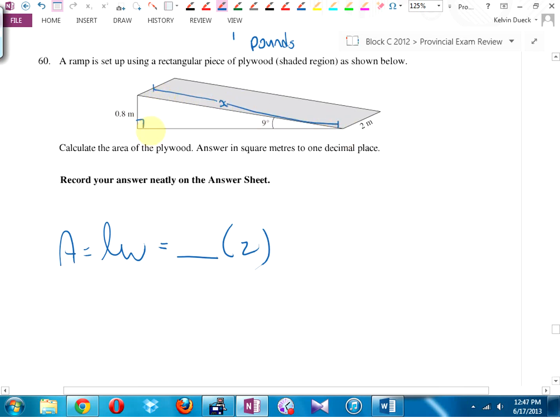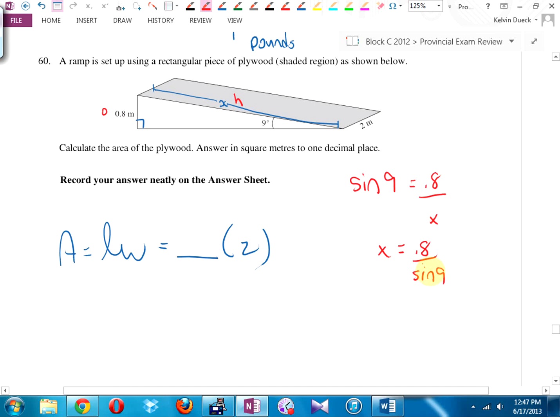Oh, I think they've given me a lovely triangle here, side view, have they not? This 0.8, opposite, adjacent, or hypotenuse? X, adjacent, or hypotenuse? Which trig function? The sine of 9 equals opposite over hypotenuse. X is going to be 0.8 divided by the sine of 9.